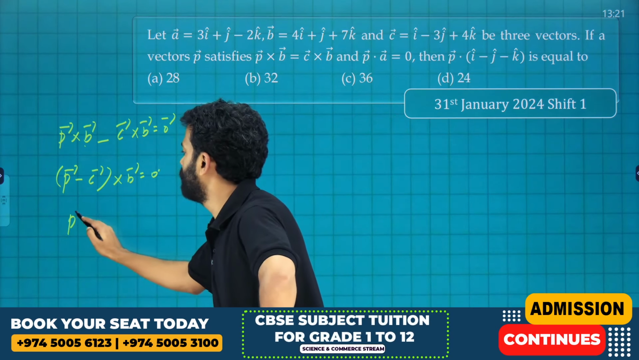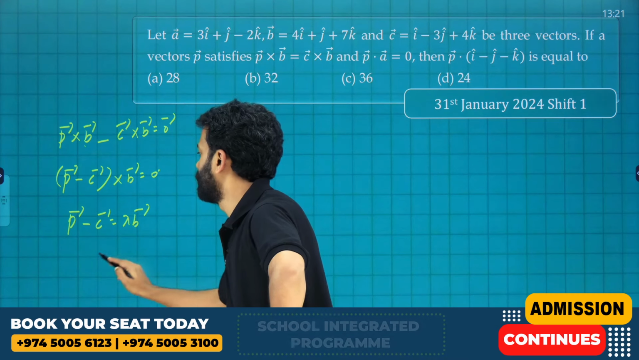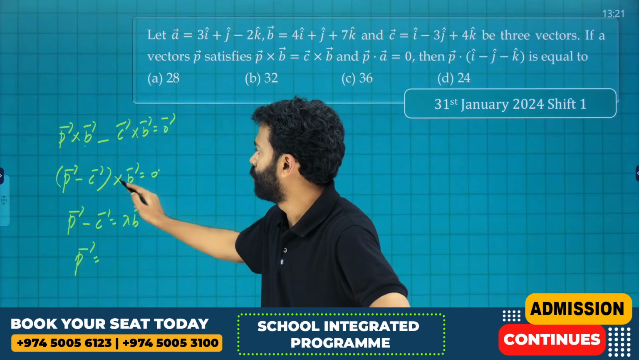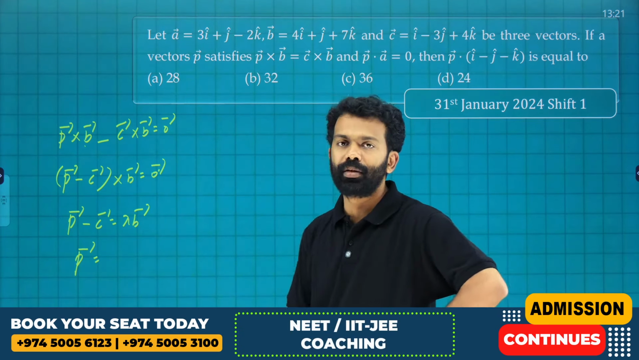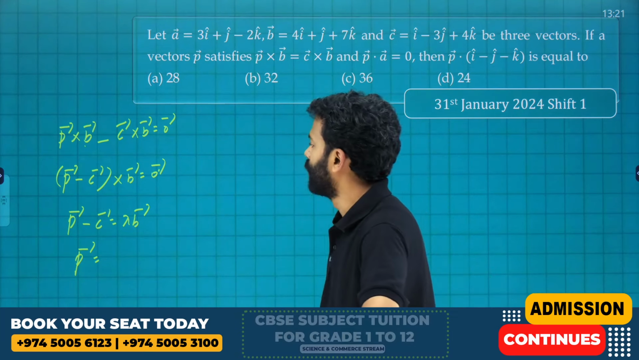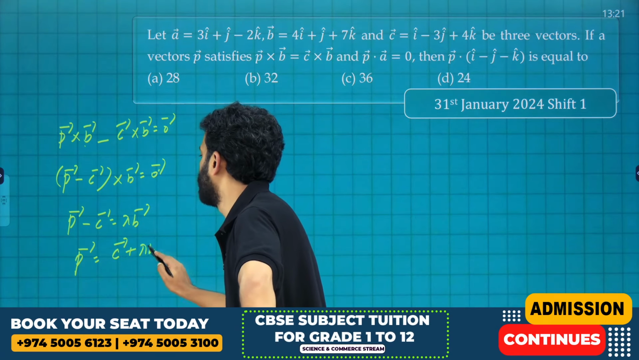Therefore, vector P minus vector C is equal to lambda times vector B. That is, if the cross product of two vectors is a 0 vector, then one vector can be represented as a scalar multiple of the other vector. Therefore vector P is equal to vector C plus lambda vector B.